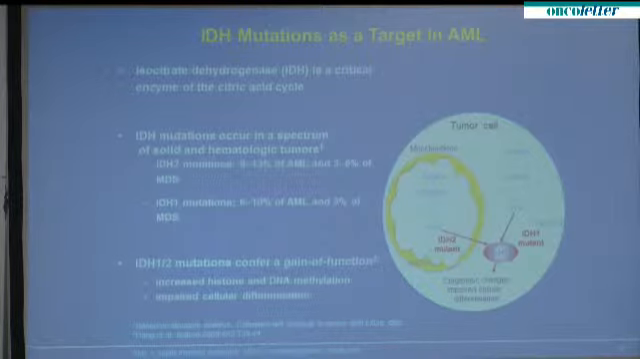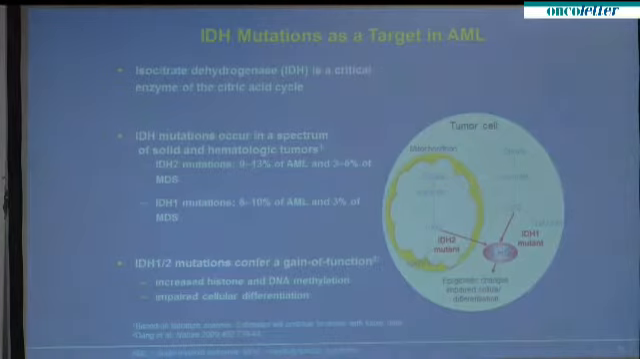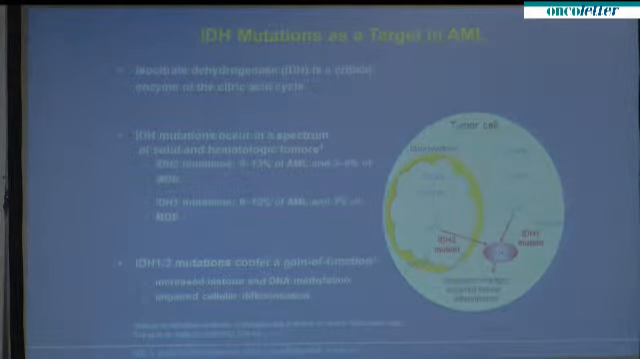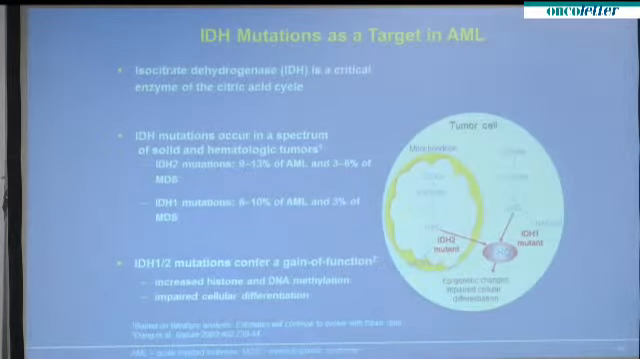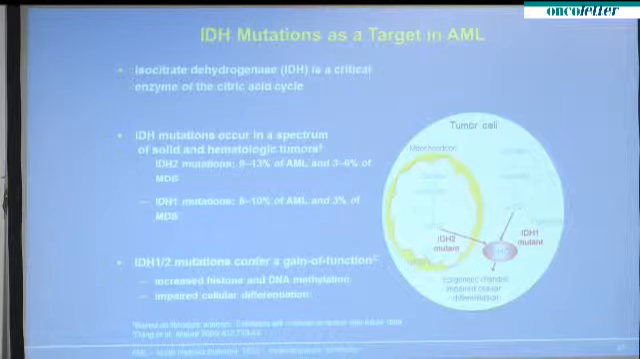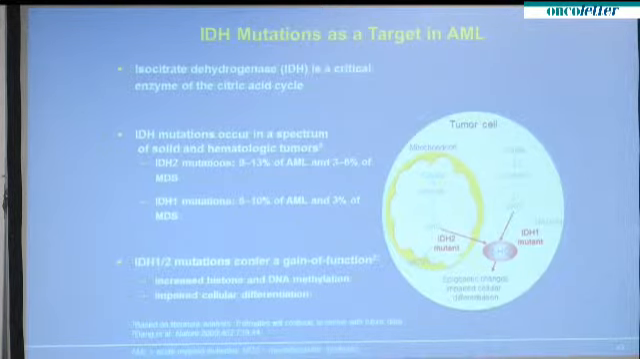So the normal function of isocitrate dehydrogenase is to help your cells make energy. Isocitrate dehydrogenase, or IDH, converts isocitrate to alpha-ketoglutarate, and that's a normal cellular process. When you have a mutation in IDH, what ends up happening is that alpha-ketoglutarate ends up being converted to this substance called beta-hydroxyglutarate.